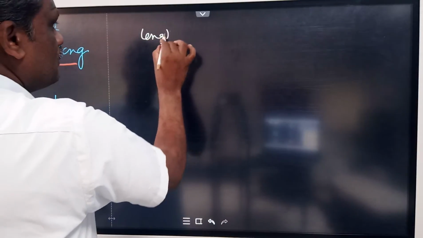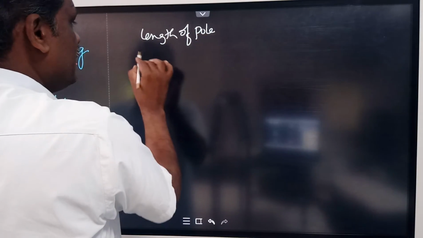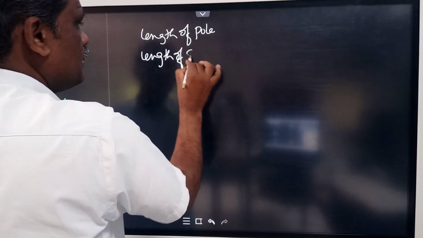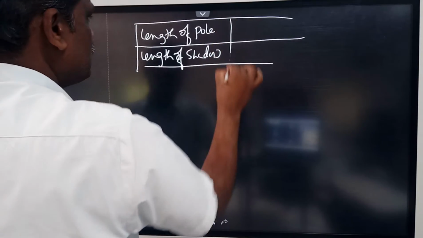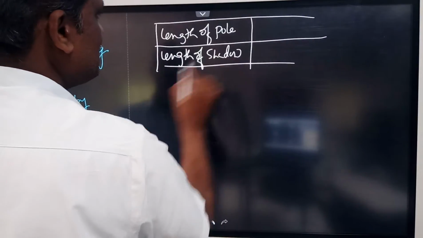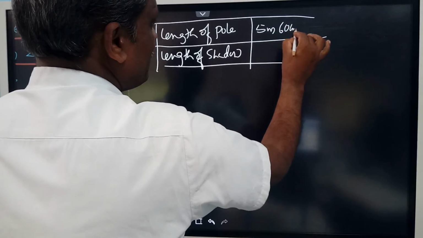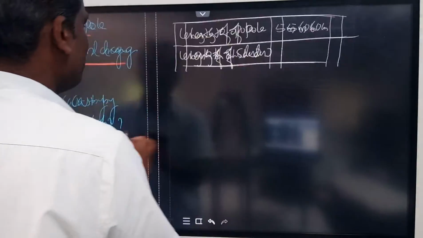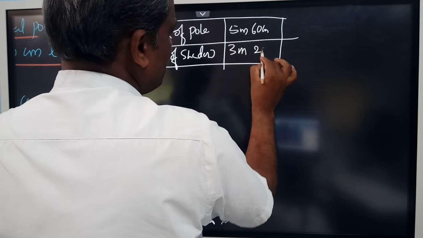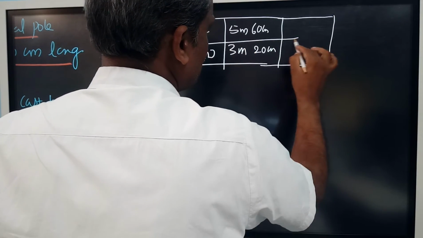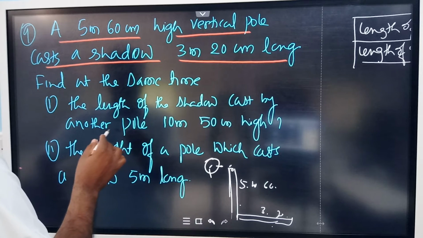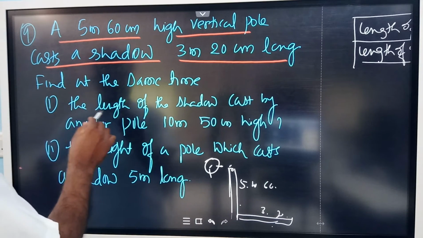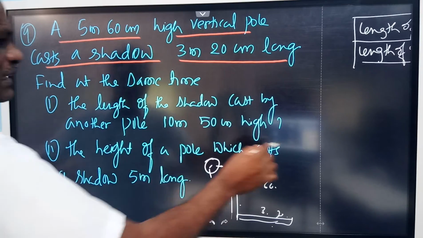So you can make the length of pole and the length of shadow, 2 rows you can write here. You can draw a table like this. So length of pole here 5 meter 60 centimeter. Then length of its shadow here 3 meter 20 centimeter. So the next question here: the length of the shadow cast by another pole is 10 meter 50 centimeter.